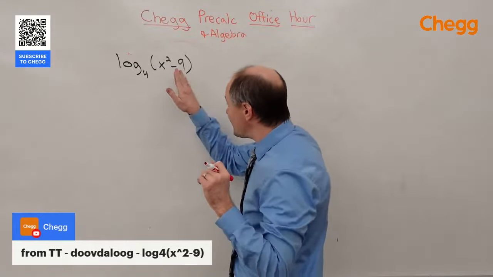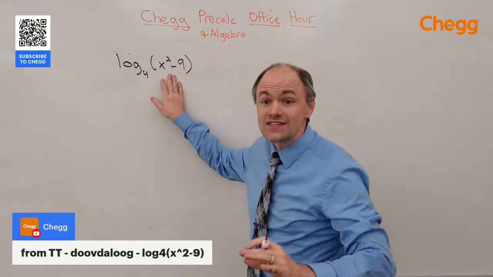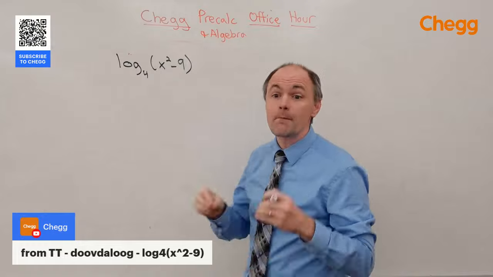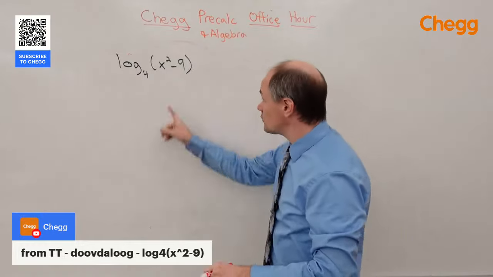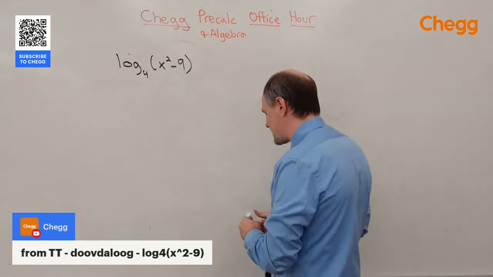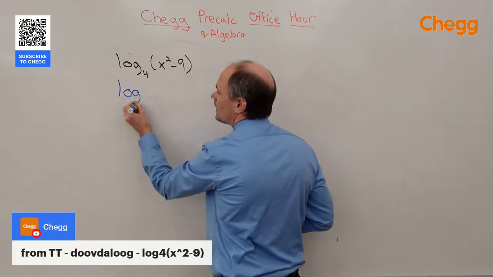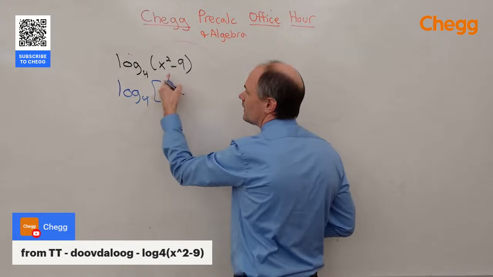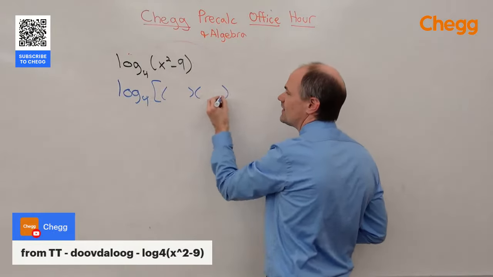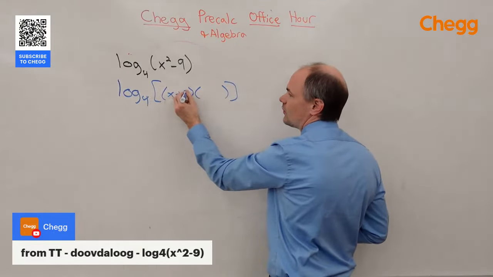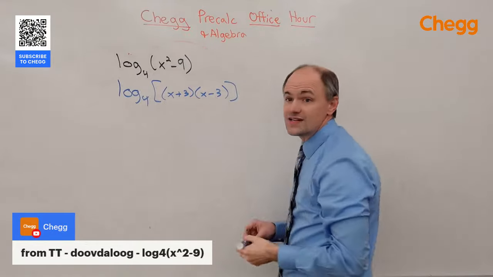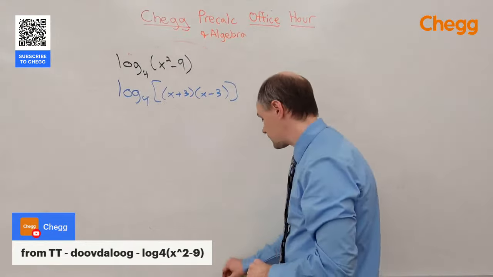No. What we can do is split up logs that have factors or things that are multiplied together. So we need to factor what's inside this logarithm to correctly expand it. So we've got log base 4 of x squared minus 9. You should recognize that's a difference of squares. It's x plus 3 times x minus 3.